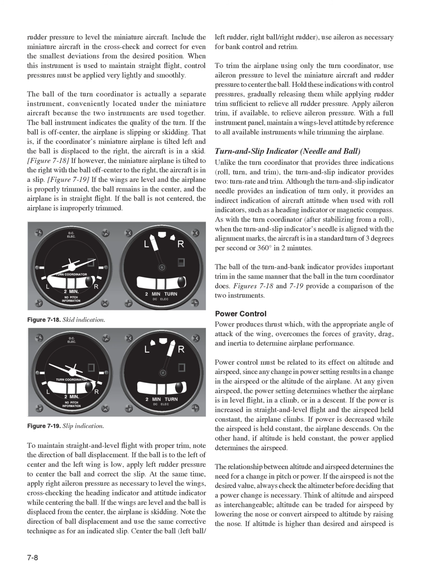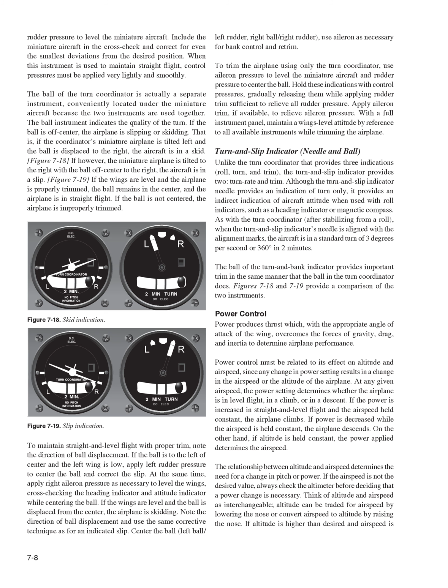At any given airspeed, the power setting determines whether the airplane is in level flight, in a climb, or in a descent. If the power is increased in straight and level flight and the airspeed held constant, the airplane climbs. If power is decreased while the airspeed is held constant, the airplane descends. On the other hand, if altitude is held constant, the power applied determines the airspeed. The relationship between altitude and airspeed determines the need for a change in pitch or power.